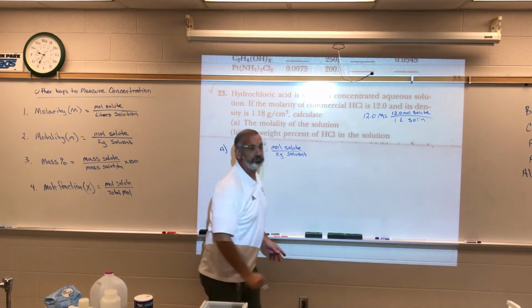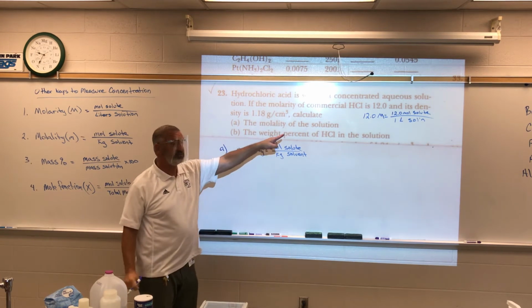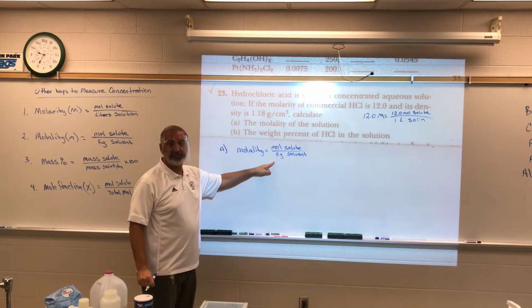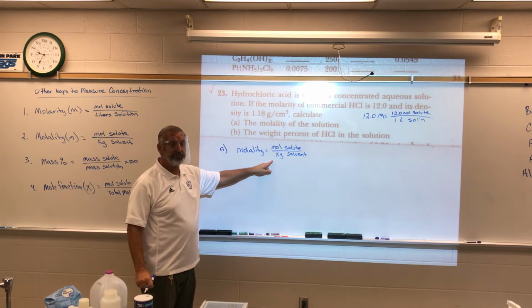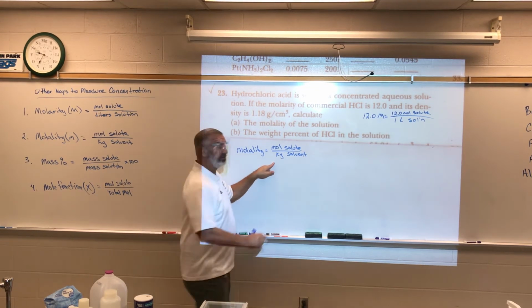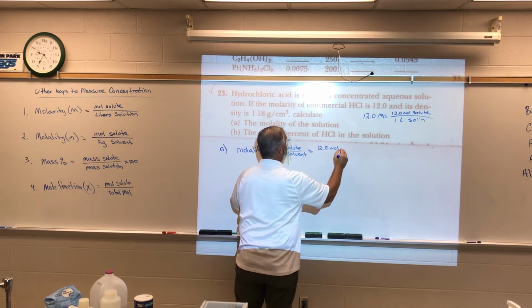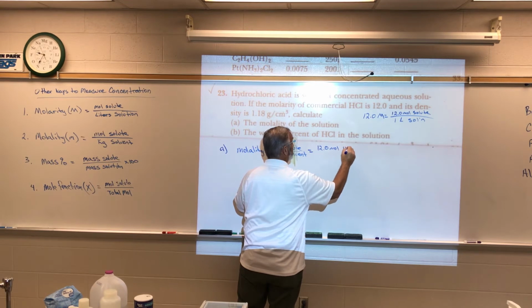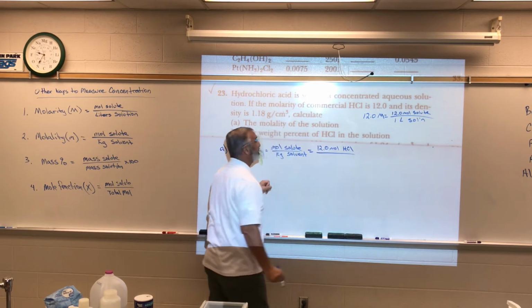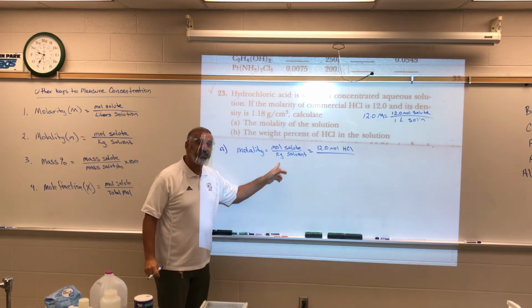Right? So I know that. Here's my unknown, I want to find this. What do I already know? Moles of solute, because that's not going to change. I'm measuring the same thing, 12 moles of HCl, divided by kilograms of solvent, which I need to find.